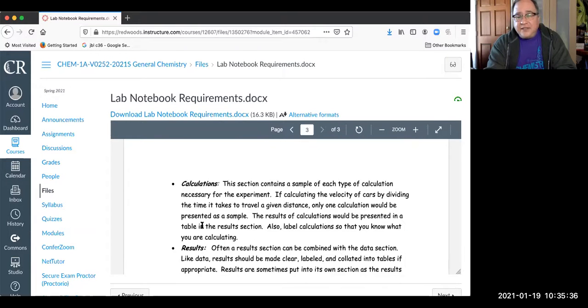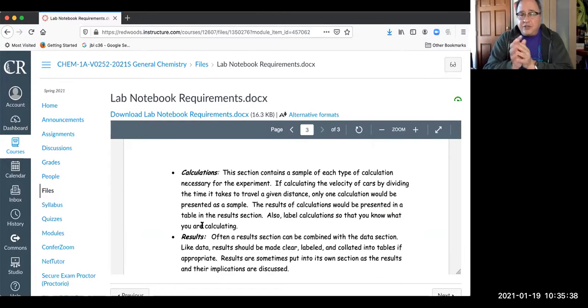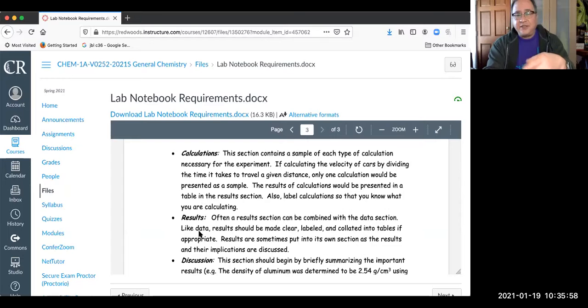You want a calculation section. So if you're doing any calculations, you put example calculations. If you do 10 calculations that are similar, you're just multiplying two numbers and you're getting centimeters squared, you would just show one example calculation. So you might be asking, so if I do those 10 calculations and I only show one, where do I put the results of the other? And the answer is in your results section.